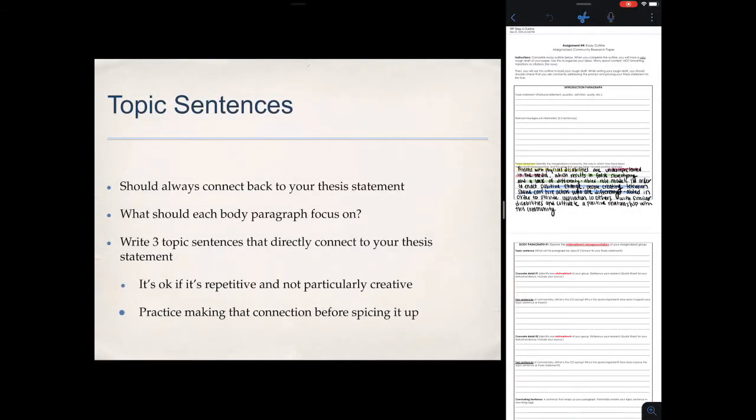Hi friends, okay, so now that we have our thesis statements completed, now you're going to want to start working on topic sentences. We always recommend you start working on topic sentences directly after your thesis statements. This way your topic sentences can connect back to the thesis statement you just wrote. So for topic sentences, we want to make sure a couple things. Again, it should always connect back to your thesis statement. It should be telling the reader what your body paragraphs are focusing on for those specific parts of the essay.